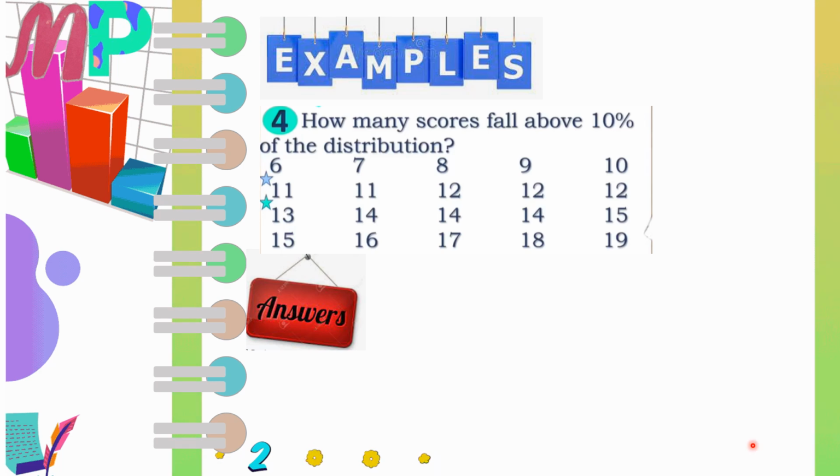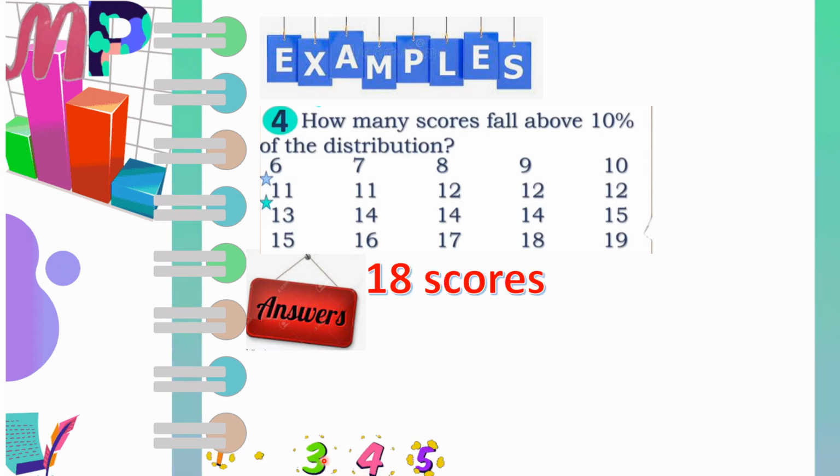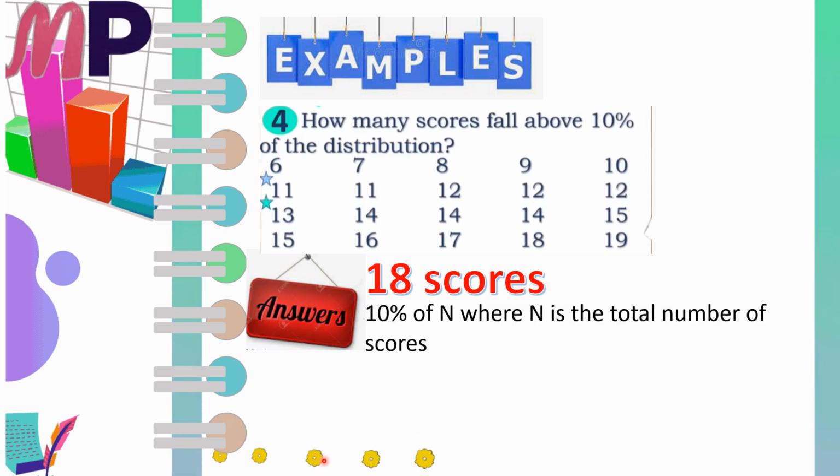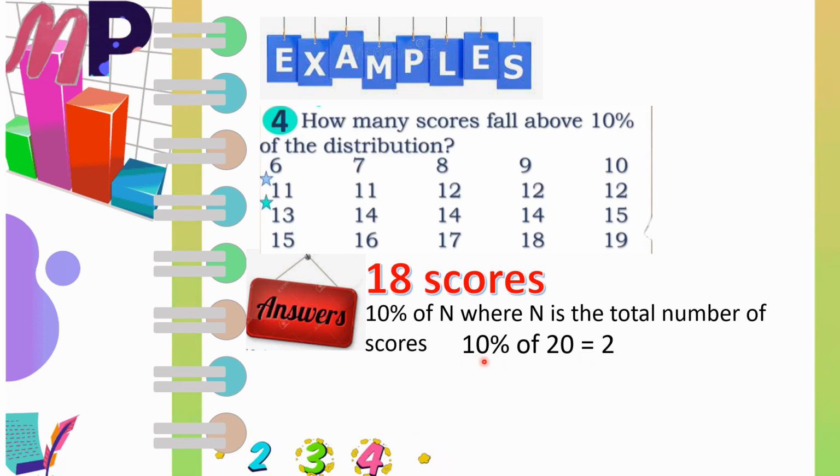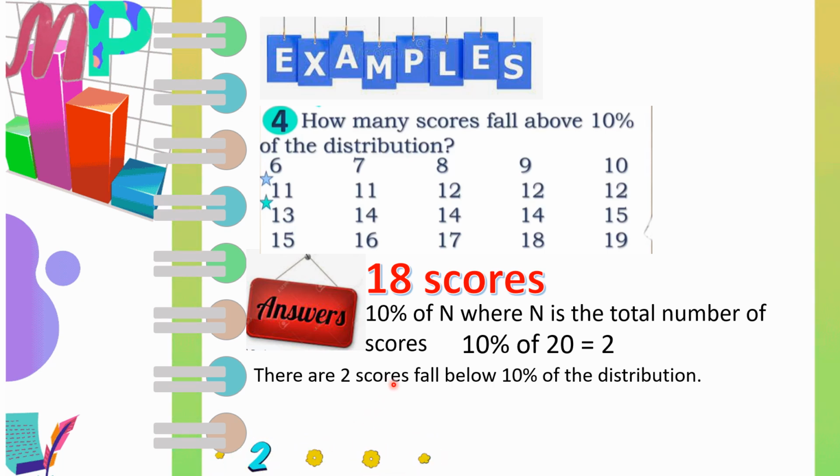How many scores fall above 10% of the distribution? The answer is 18. So, there are 18 scores. Again, 10% of n, where n is the total number of scores. So, n is equal to 20. 10% of 20 is 2, so 0.10 times 20 is 2. There are 2 scores that fall below 10% of the distribution.